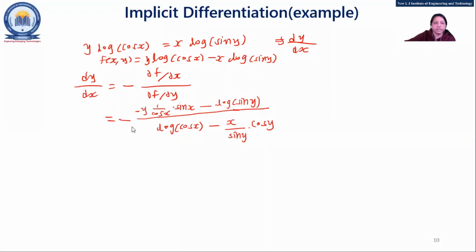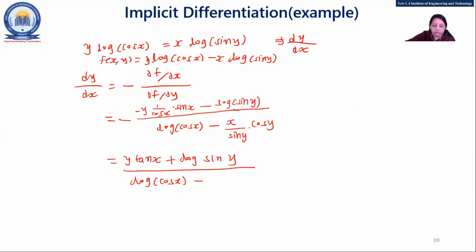Now, in that way, you are supposed to do the differentiation and just simplify this. Sine upon cos, that is tan y, so tan y. And this minus minus plus, so tan y. This minus is common, so plus log sin y upon this, log of cos x minus. This is cos by sine, so that is cot, right? So this is plus x cot y.